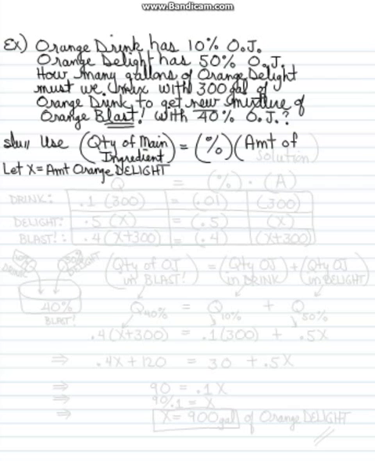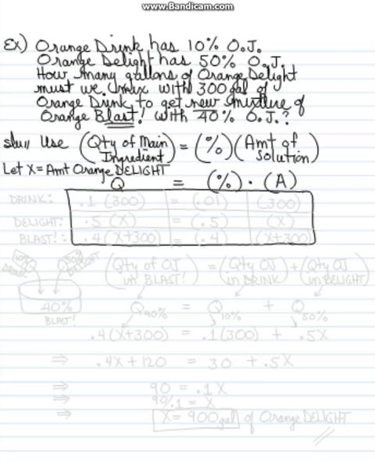So the thing we're looking for is the amount of Orange Delight. So let's let X equal the amount of Orange Delight, and then let's make a table with Q equals percent times A. Quantity of orange juice equals the percent of orange juice times the amount in the container. First we have the rows: the drink, the 10% beverage, the delight, the 50% beverage, and the blast, the 40%. I'm sorry, the 50% and 40% are the last two.